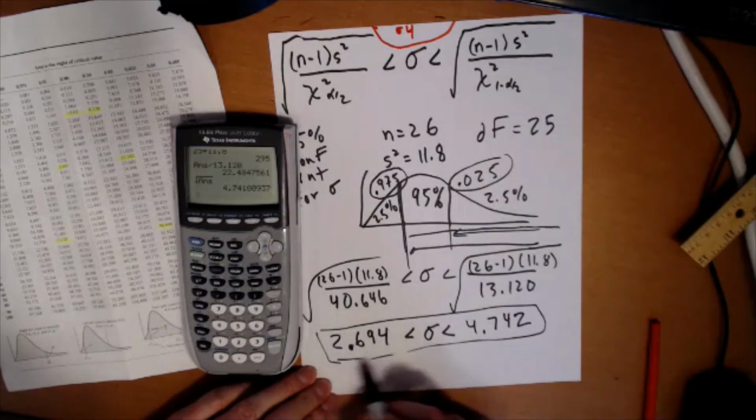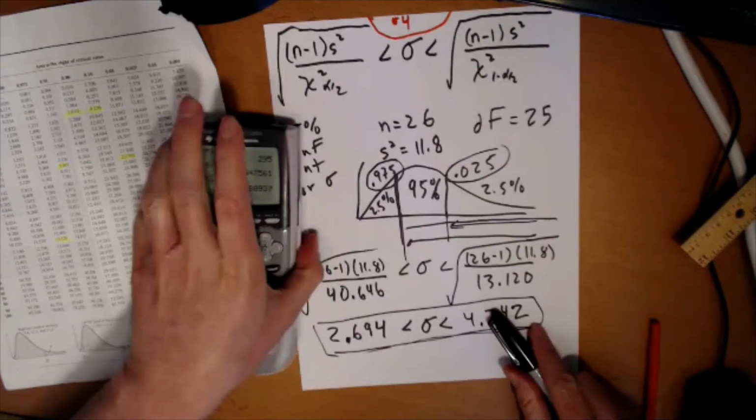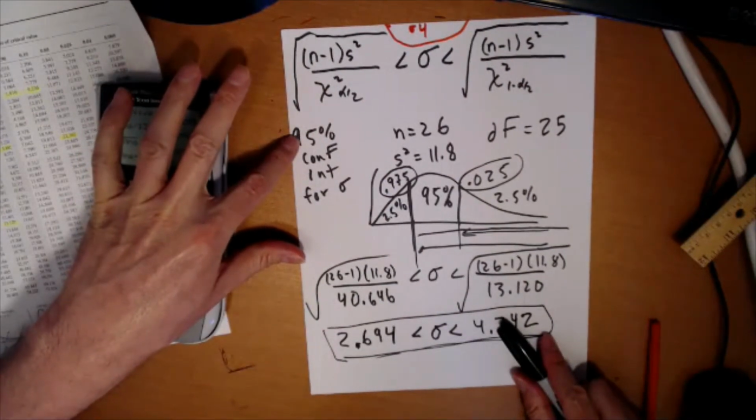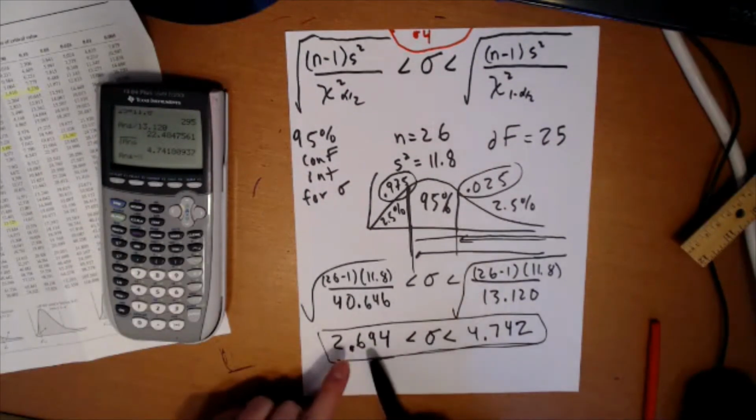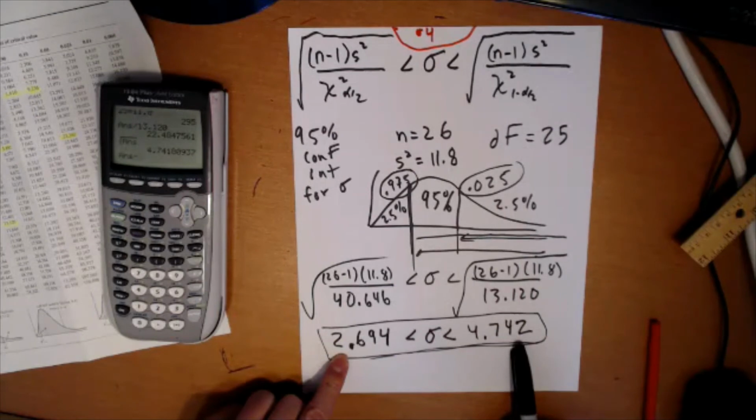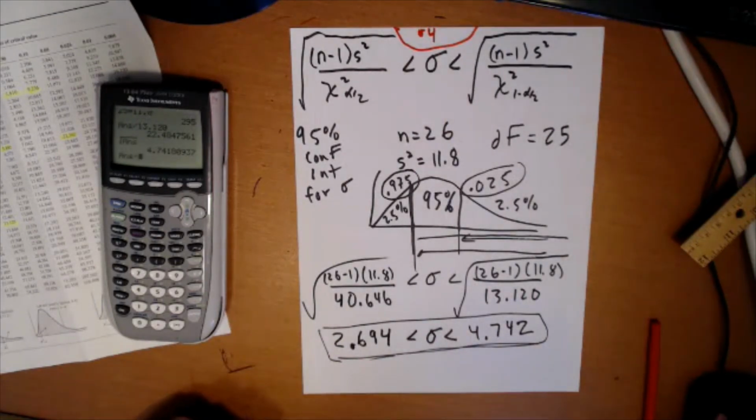What does it mean? We are 95% confident that the true standard deviation is between 2.694 and 4.742. Ta-da! I think it's making sense, right folks? One more. Good stuff.